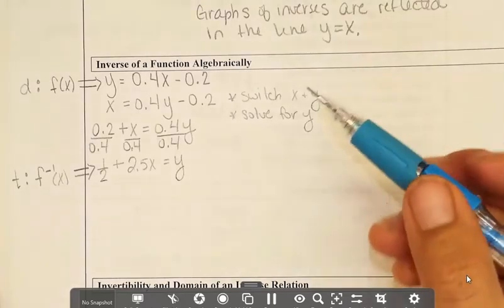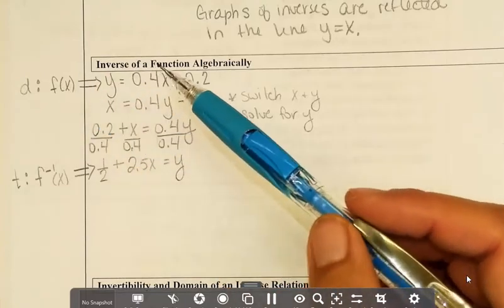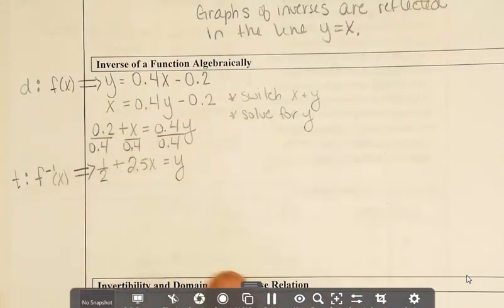It gets a little bit confusing if I use t and d, so instead I'm just using x. That way I know inputs and outputs are pretty easy to flip, and we're really used to using x and y.